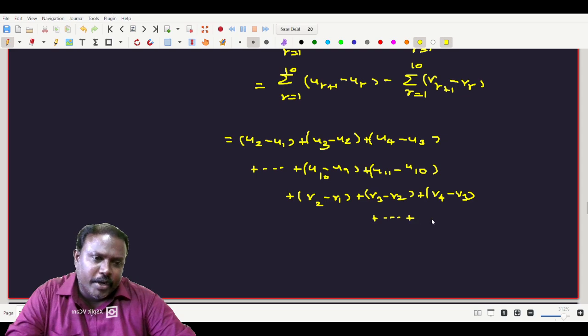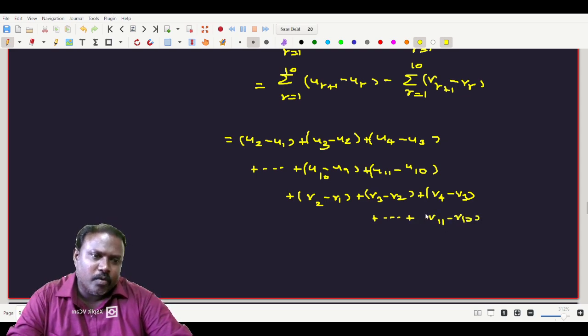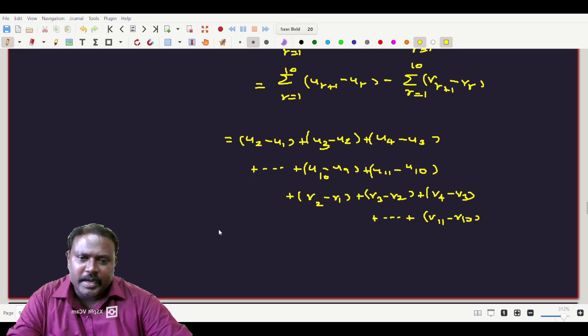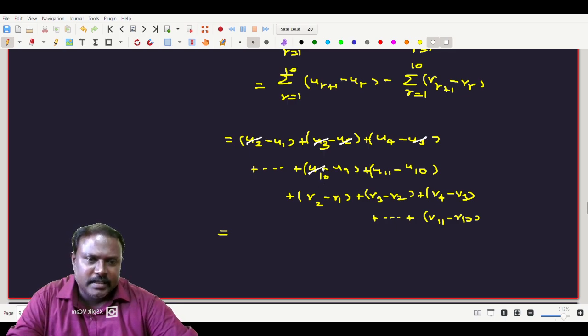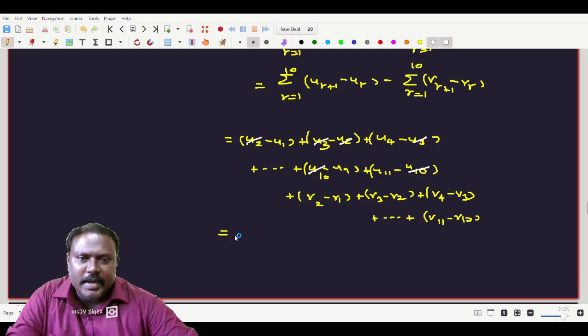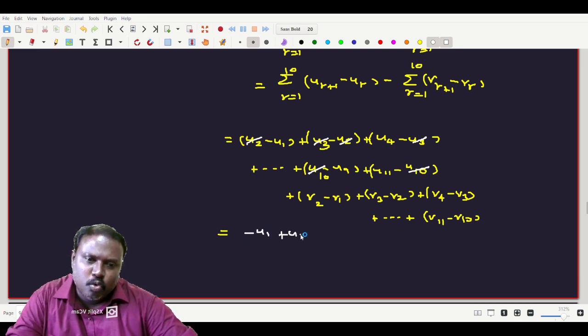So it will become v11 minus v10. Okay, v11 minus v10. Now let us see. Some terms will get cancelled. This u2 and this u2 will be cancelling, and then this u3 and this u3 will be cancelling, and here this u10 and this u10 will get cancelled. So here what I get is minus u1, and then plus u11.